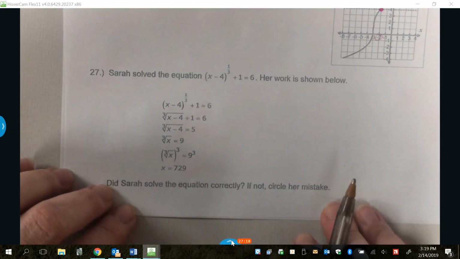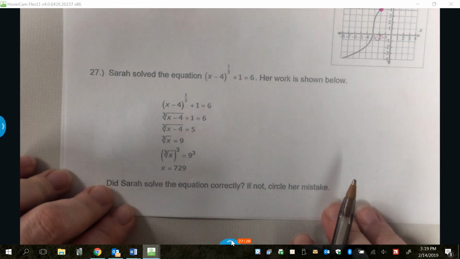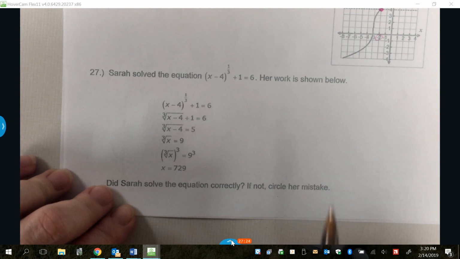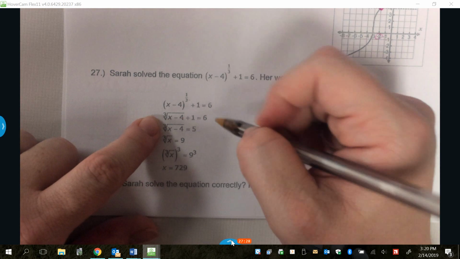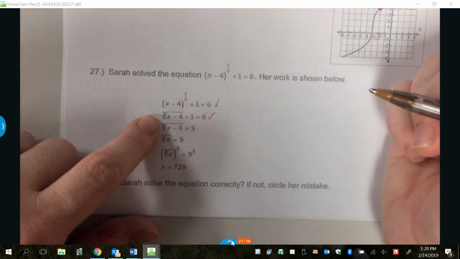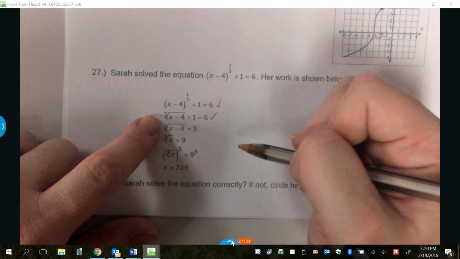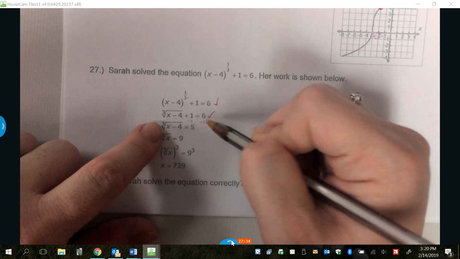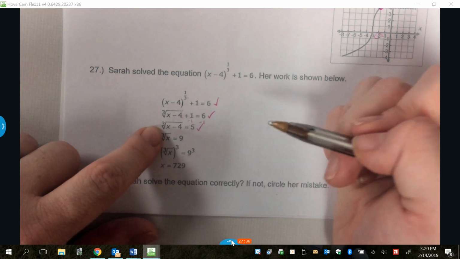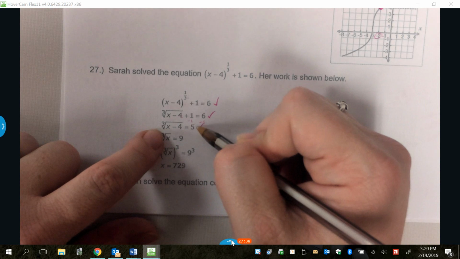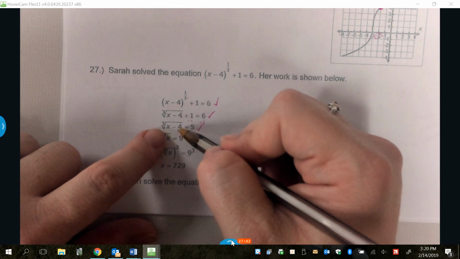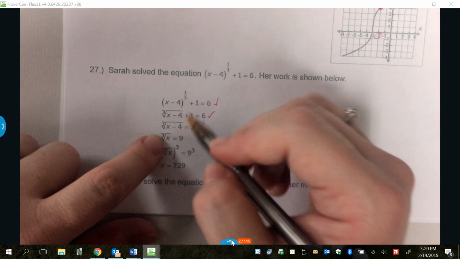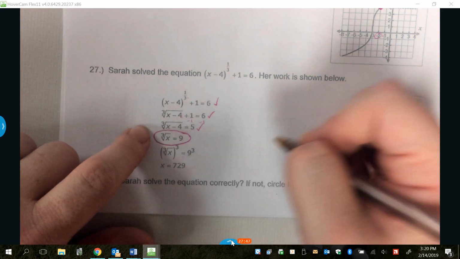Last problem. Sarah solved the equation x minus 4, to the 1/3 power, plus 1 equals 6. Her work is shown below. So remember, to the 1/3 power is just the same thing as writing cube root. So this is correct. She just changed how she wrote it. So we subtract 1 from both sides and we get 5. So this is also correct. Then we should cube both sides because the 4 is underneath the cube root, so we can't move it yet. But if you notice, she added 4 to both sides. So this is where her mistake is made.